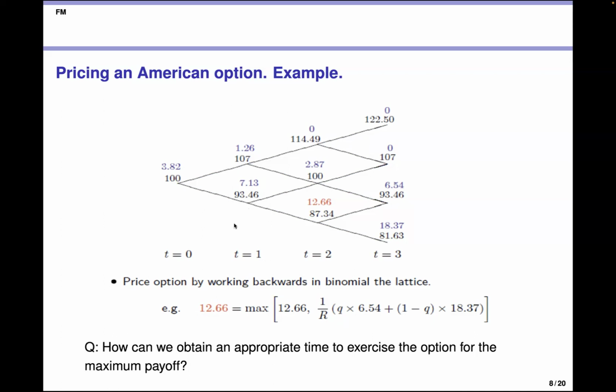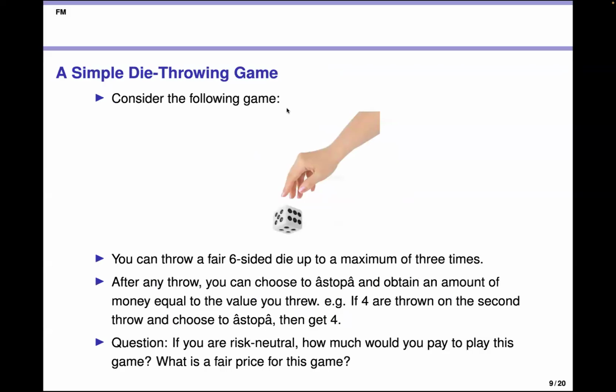So it's time for stopping. It is called the optimal time for stopping. Okay. And now it is a similar optimal stopping problem, a simple dice rolling game.